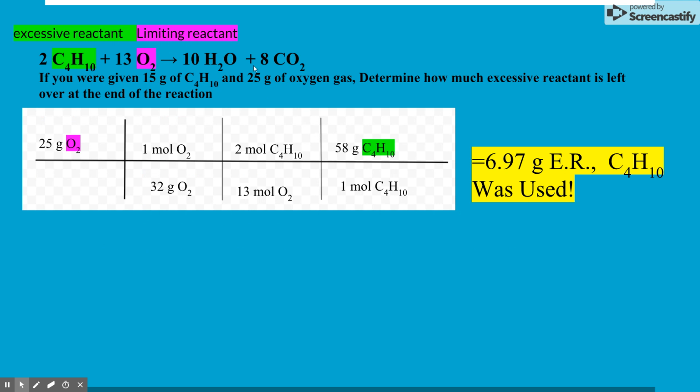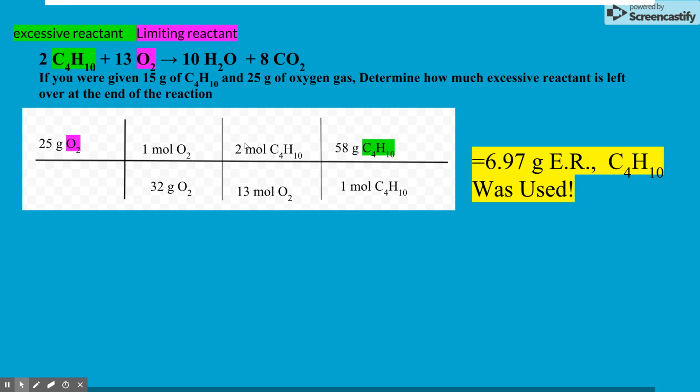Okay, so here is the stoichiometry. Remember, C4H10 is representing the excessive reactant, O2 is the limiting reactant. I was originally given 25 grams of oxygen gas, so I start with 25 grams of oxygen gas. I change from oxygen gas grams to moles.